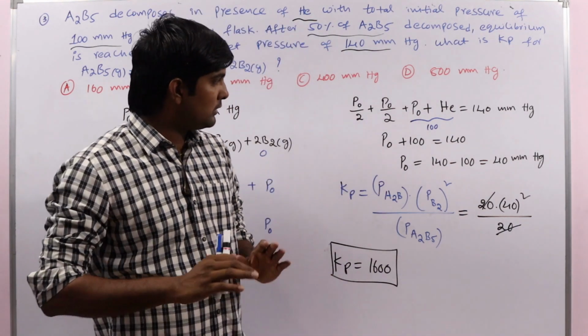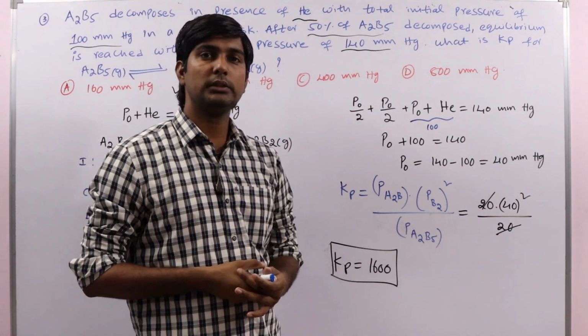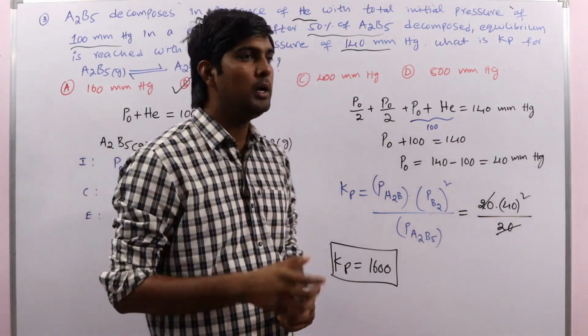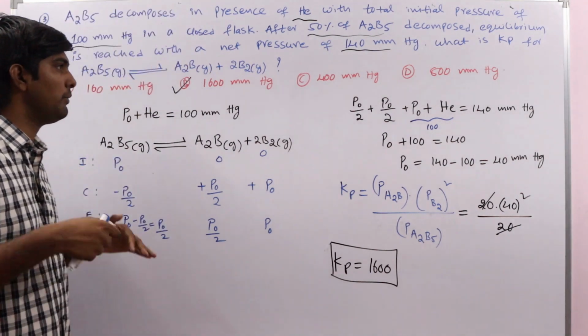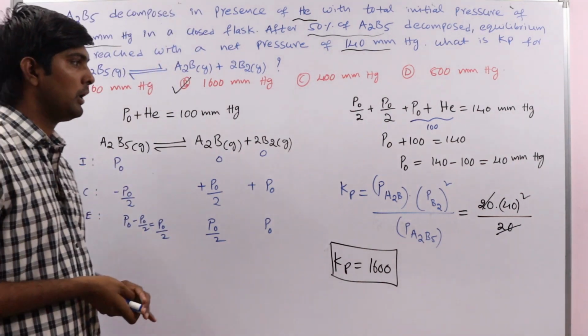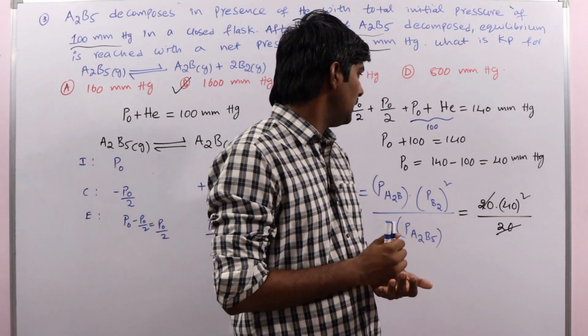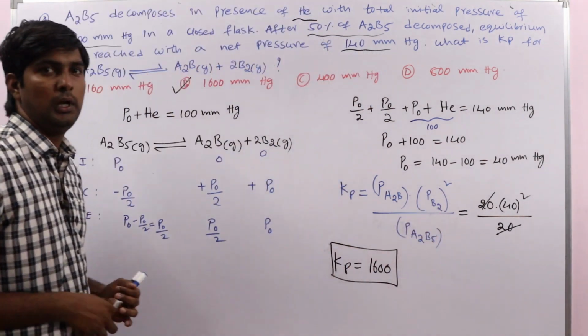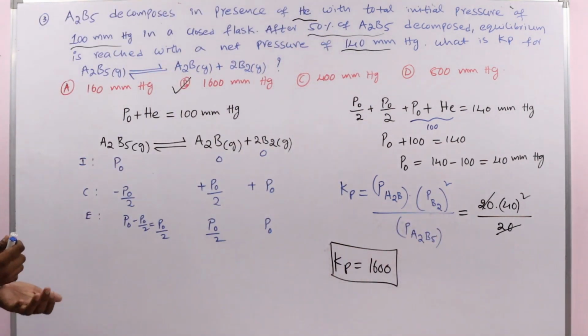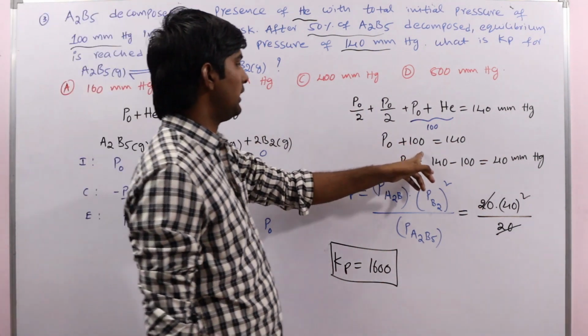Clear? See, the question can be asked in another way also. What is the partial pressure of helium in the system? How much? What is the partial pressure? See here, it is 100 minus P naught.